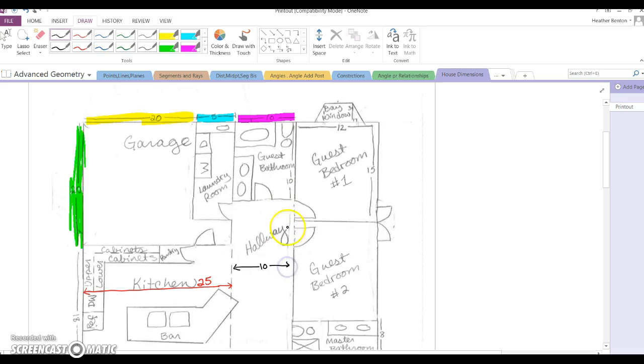Ms. Benton, do I have to label the dimensions on even my hallways? Yes. Yes, you do. You're going to label the dimensions on everything.